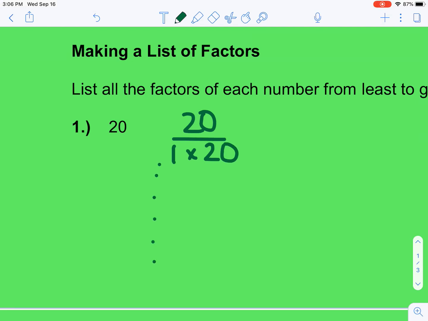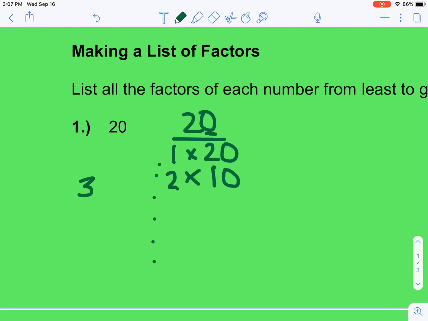1, 2, 3, 4, 5, 6, all the way down. And our divisibility rules will be very helpful when we are listing our factors. So I know that 2 is a factor because it ends in 0 and 0 is even. So I have to think to myself, 2 times what gives me 20? And I know that 2 times 10 gives me 20.